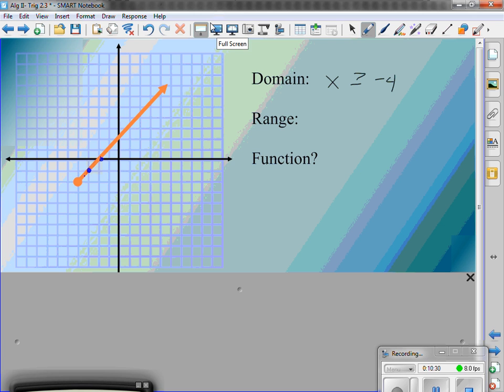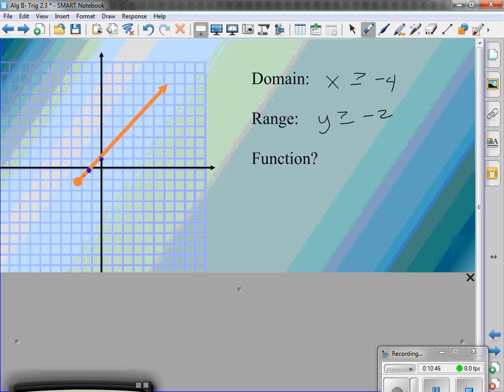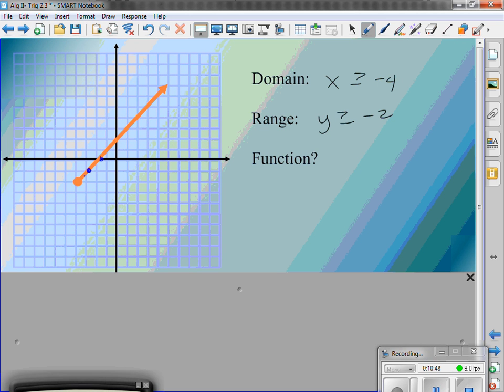What about my range now? y is greater than or equal to negative 2. Why is it greater than? It starts low and then it goes up. All the y values are getting bigger as I move everything. It starts at negative 2 and everything's above it.